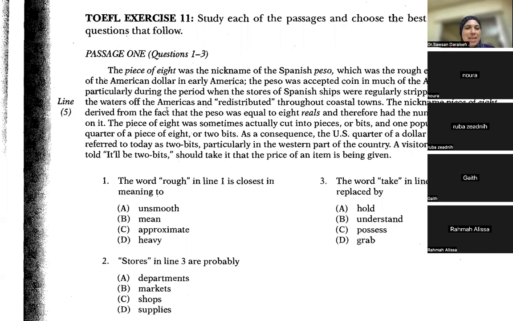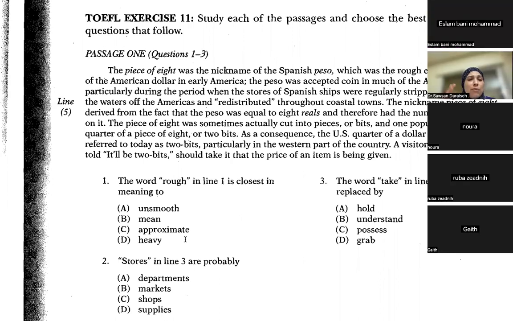Anyway, let's focus on meaning. The word rough in line 1, guys, let's focus on meaning. They don't really care if you understand this or not. It's good to understand it, but let's see what they mean by the words. So rough: the piece of 8 was the nickname for the Spanish peso, which was the rough equivalent. Approximately. Exactly, thank you very much, Dr. Khulud. When we're talking about money and you say rough equivalent, it roughly equals, and it means approximate, approximately, yeah.